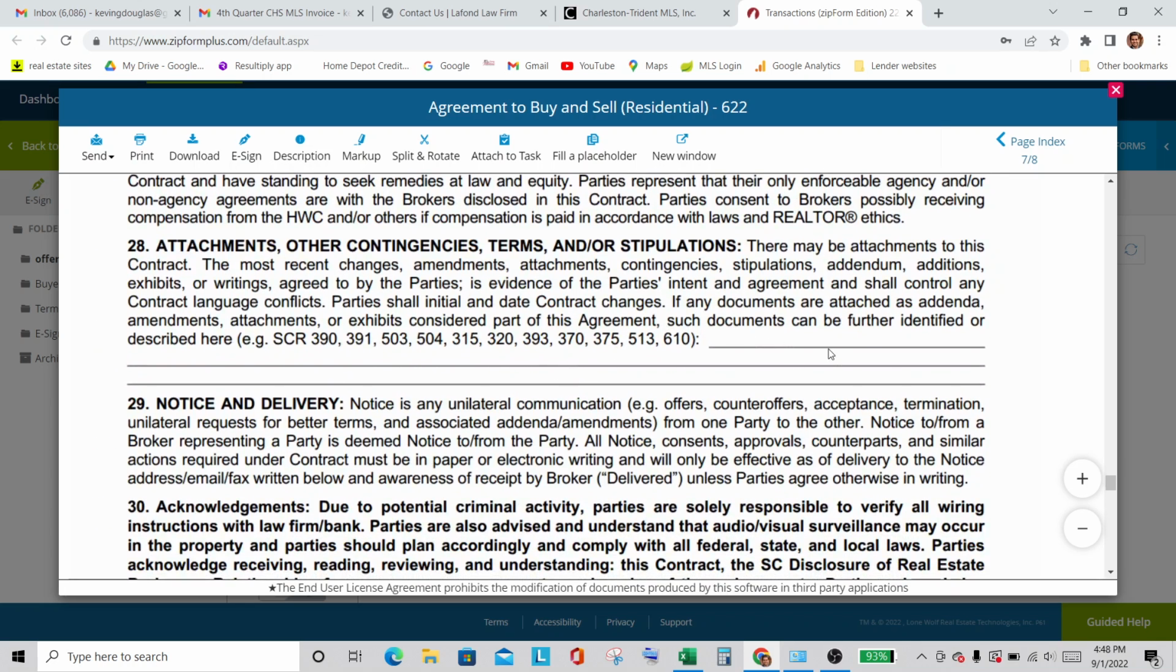28 is anything additional that you want to put in here. So like if you're doing an escalation clause, if you have some other contingencies the buyer wants to put in, you can type it in here. Or if it's more complicated, you could just type in "see addendum," and then you have another addendum form where you could put whatever you wanted on that form.